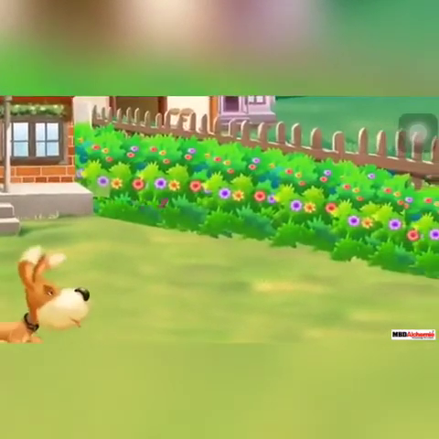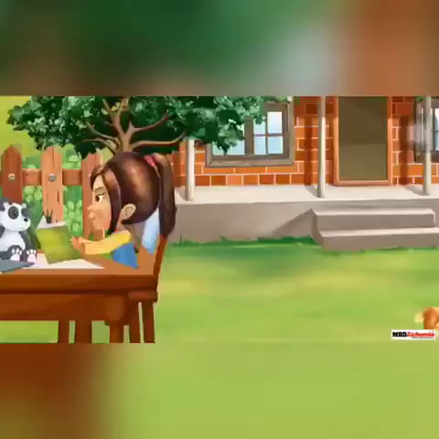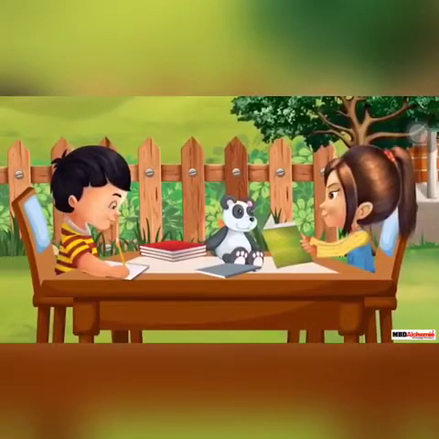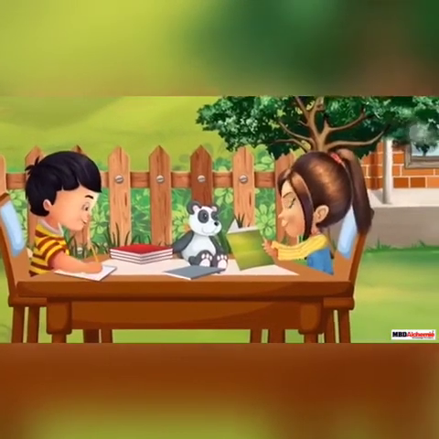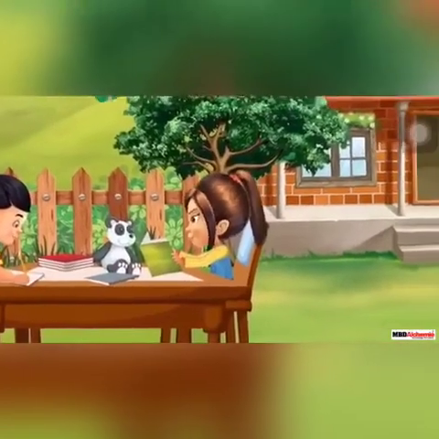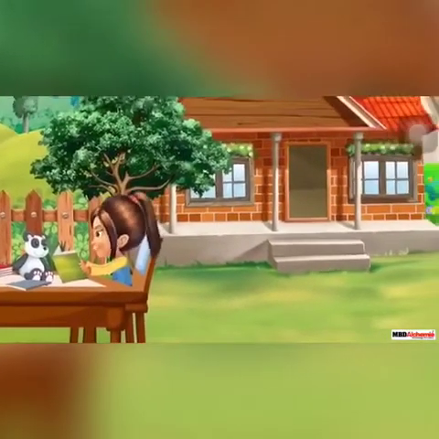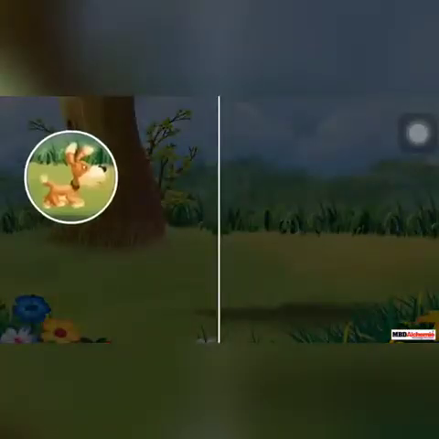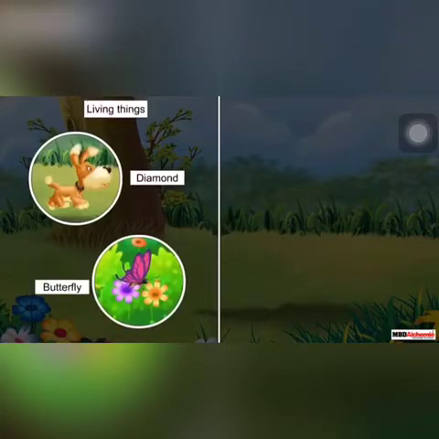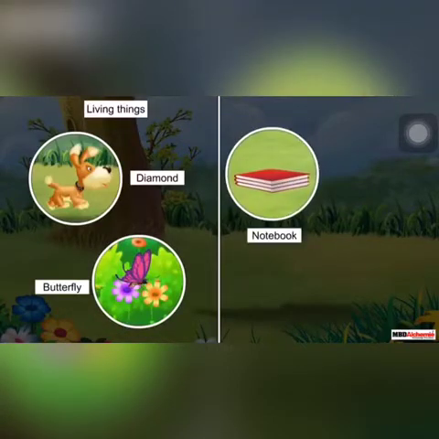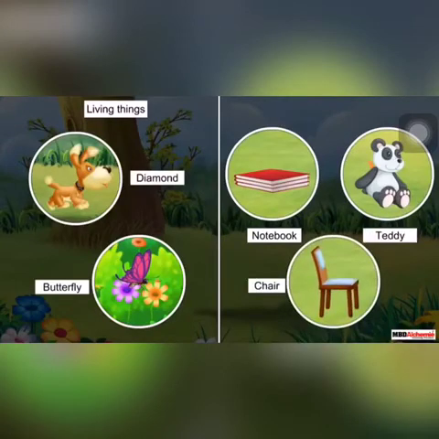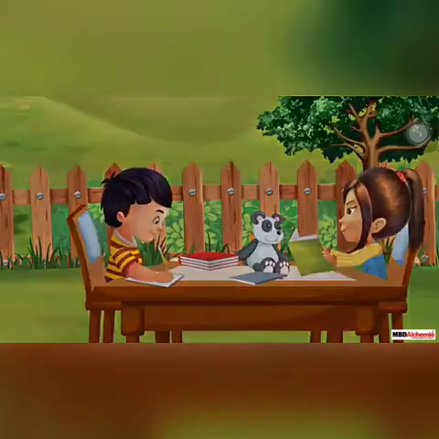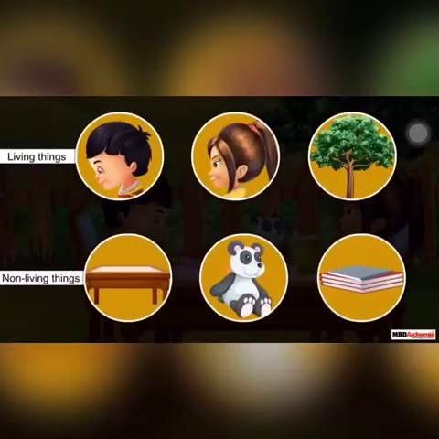Look, Diamond is running behind a butterfly. Alicia and Sid, on the other hand, are sitting on a chair and are busy studying. We can see that Sid and Alicia are surrounded by many things. Some of these are living, while others are non-living. For example, Diamond and the butterfly are living things, but the notebook, the teddy and the chair are non-living things. Just like Sid and Alicia, we all are surrounded by living and non-living things.